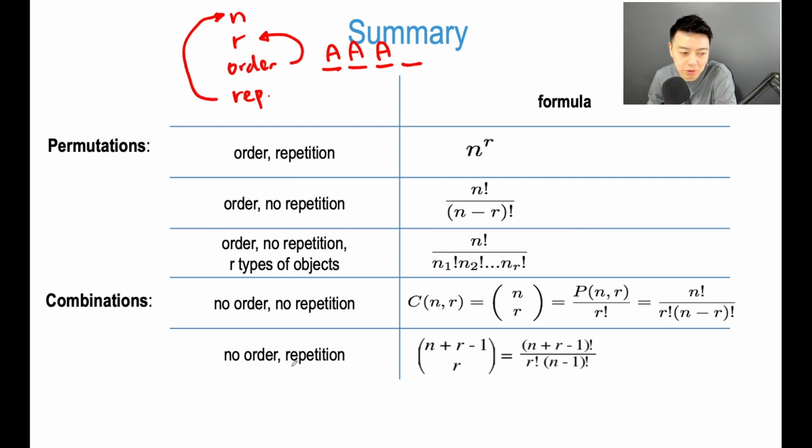And then finally, no order with repetition, we have this formula, and it was very similar to the ones we have here, where we thought of it as distributing r candies to n people. We'll do a few examples just to make sure that we understand the idea, but go back and take a look at those videos if this doesn't make sense so far.